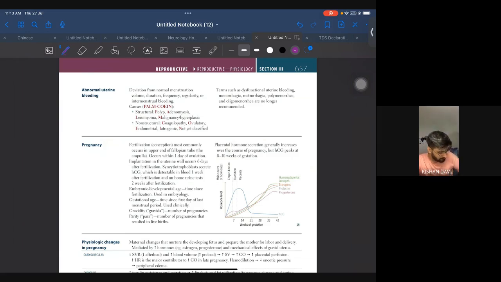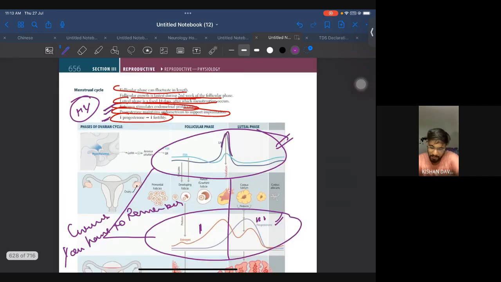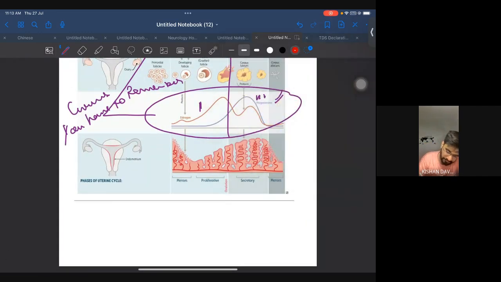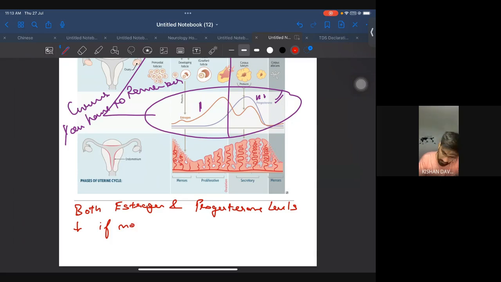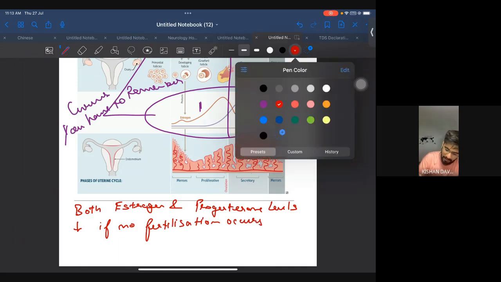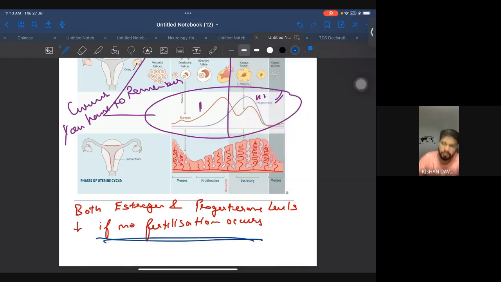Okay, one important point: both estrogen and progesterone levels decrease if no fertilization occurs. Okay, so remember this line. In one of the questions in UL they gave this, so you have to remember this.